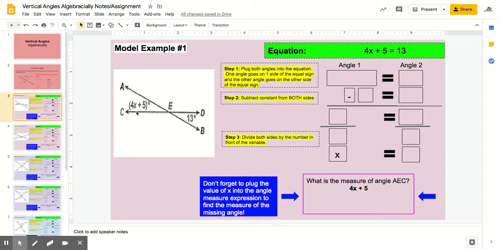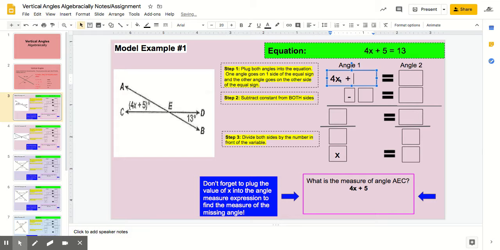So I got to create an algebraic equation. How we set this up is we put the one angle on one side of the equal sign and the other angle on the other side of the equal sign because they're equal to each other. I always like to put the angle that has the variable first. So the first angle that I'm going to put here is 4x plus 5. Okay, that's my first angle. Now I know this angle has to be equal to 13 degrees, which is why I write angle 2 on the other side of my equal sign. So I'm going to write the 13 over here.